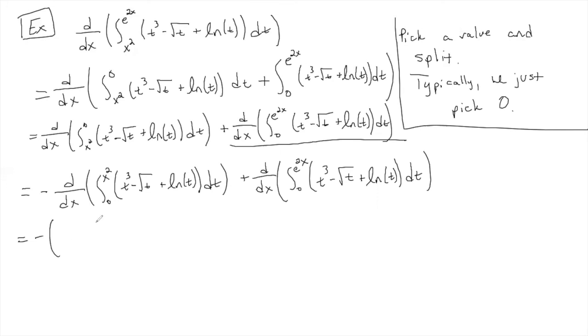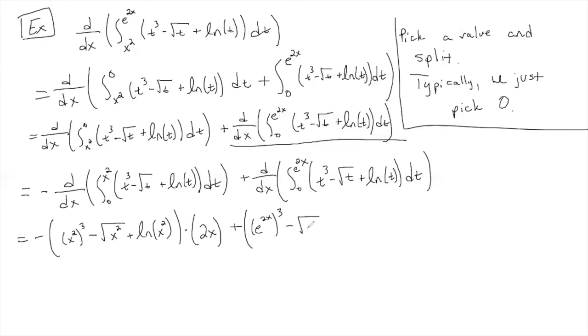So I have negative x squared to the third minus square root of x squared plus ln of x squared times 2x, because I have to take into account the derivative of the top, plus, and now I have e to the 2x cubed, put this in big parentheses, minus the square root of e to the 2x plus ln of e to the 2x times the derivative of the top bound, which is 2 e to the 2x. And this is my final answer.